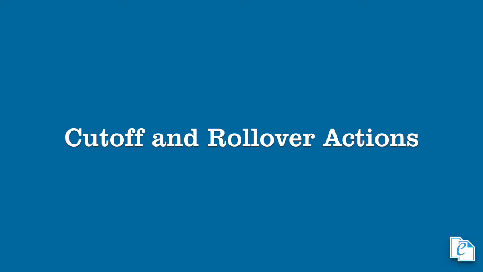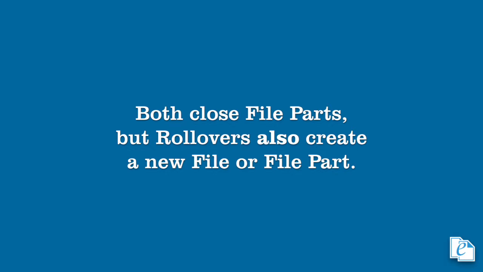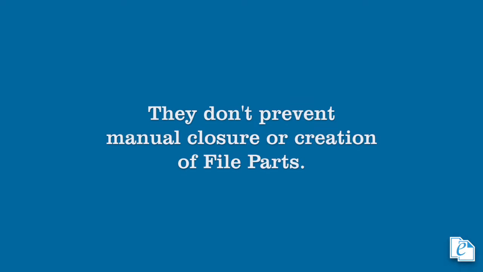Actions are inheritable rules or parameters for how files and parts are handled at particular trigger points after the items are no longer being used. Cutoffs and rollovers are used to automatically close file parts, but rollovers will also create new files or parts. Cutoff rollover actions are event-based, and neither prevent the manual closure or creation of new parts, nor apply to reopened parts.